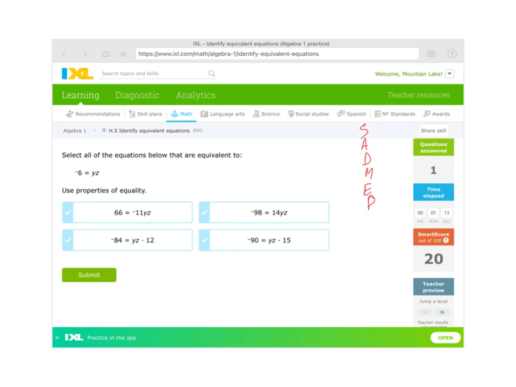Okay, so you want negative 6 and yz. So you want yz all alone. So try to get rid of the other numbers. So again, everything's multiplying, so we'll divide. So if I divide negative 11, this cancels, and this becomes negative 6. So this works. Then I divide 12. 84 divided by 12 is negative 7. Okay, then 94 divided by 14, and then 90 divided by 15. So this works as negative 6. This one is not negative 6, so even this doesn't work. So it's the first one and the fourth one.